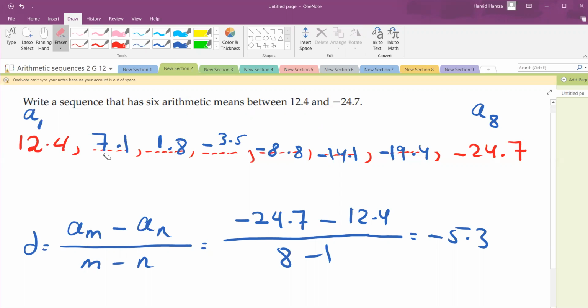Find it, then start adding it to the first term each time. You will create the sequence. Any question about this part? Okay.